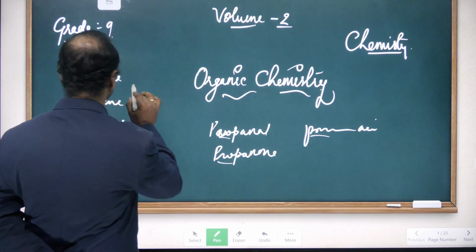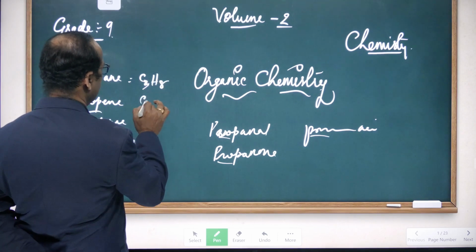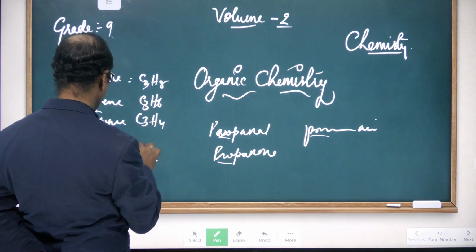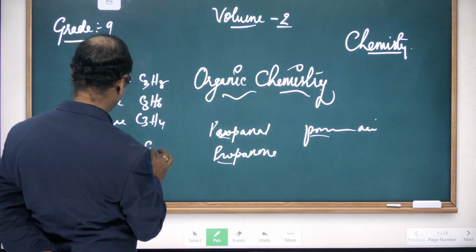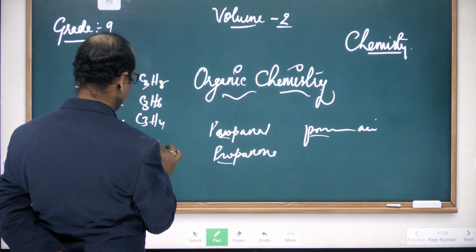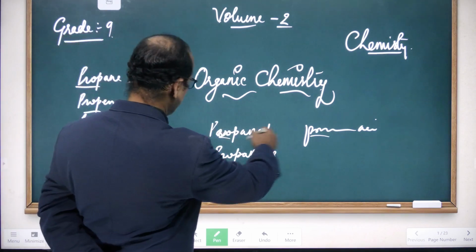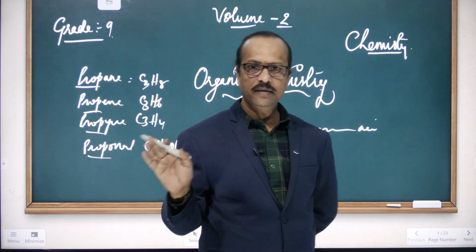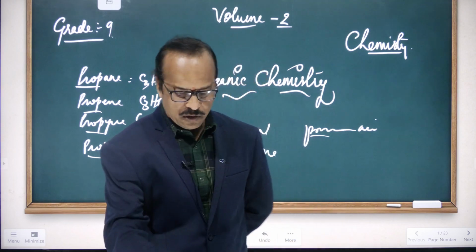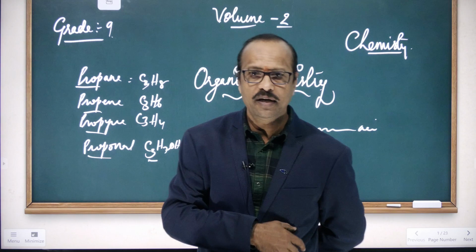If you see the formulas also, C3H8, C3H6, C3H4, and C3H7OH. Like this, so many. All the formulas are also similar, so you'll be confused, right? So that's why the students feel that organic chemistry is very difficult.